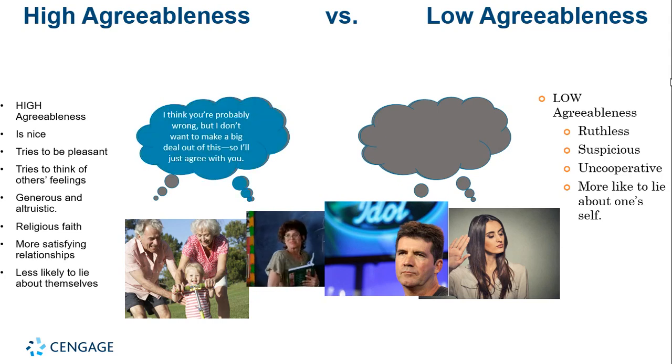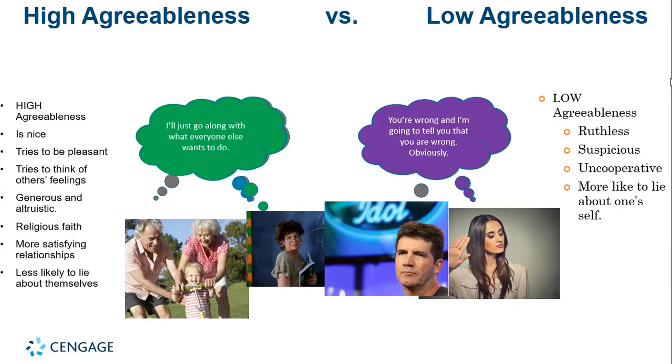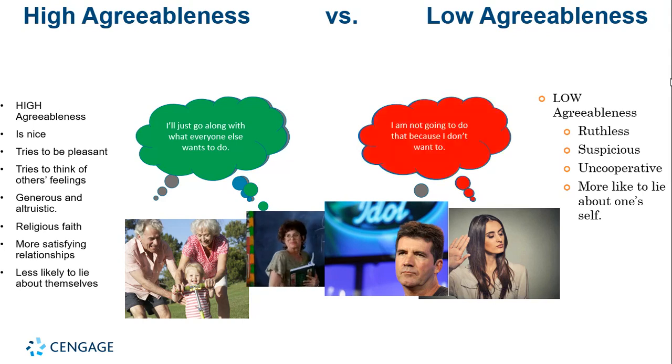Okay, let me give you some more examples here. People who are high in agreeableness might think, I think you're probably wrong, but I don't want to make a big deal about this, so I'll just end up agreeing with you. Whereas people who are low in agreeableness are going to say, you're wrong, and I'm going to tell you that you're wrong, obviously. People who are high in agreeableness might say, I'll just go along with what everybody else wants to do. Hey, where do you want to go eat? Or whatever you want. Whereas people who are low in agreeableness might say, I am not going to do that because I don't want to do that.